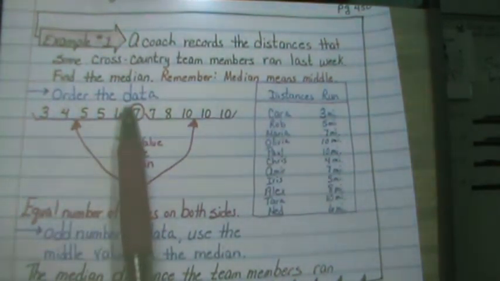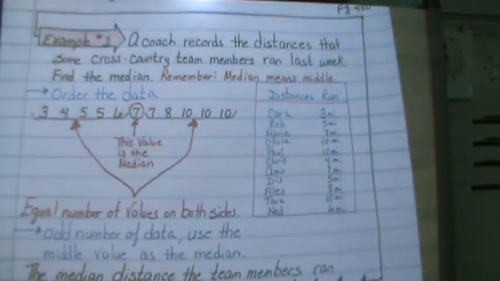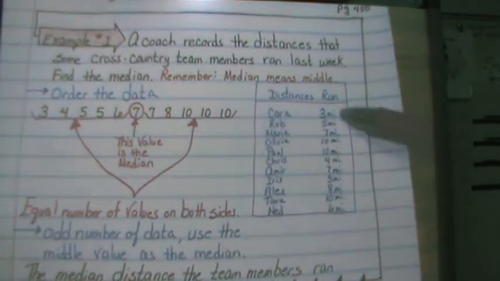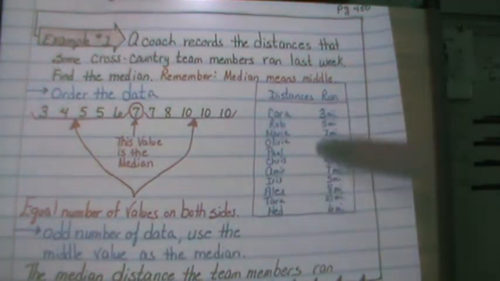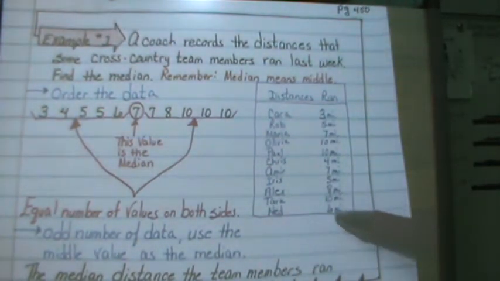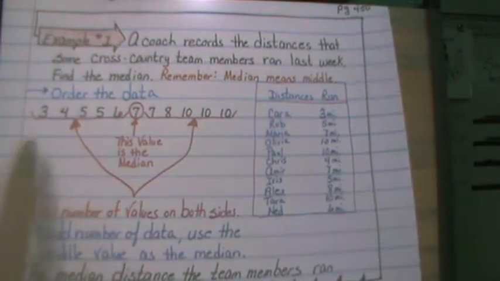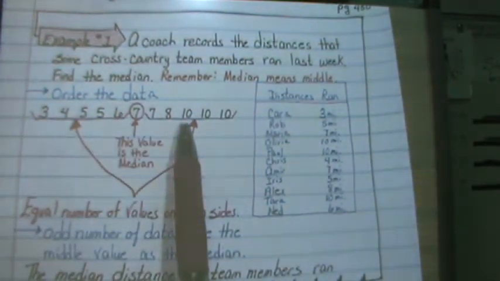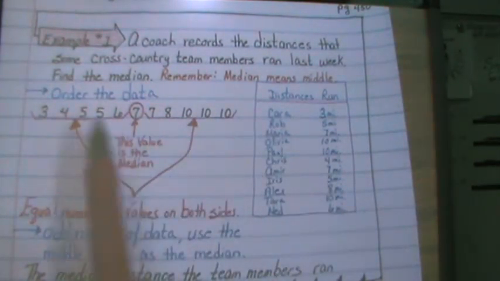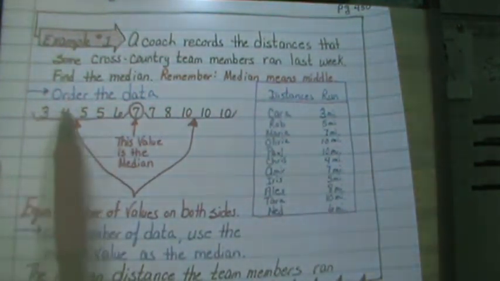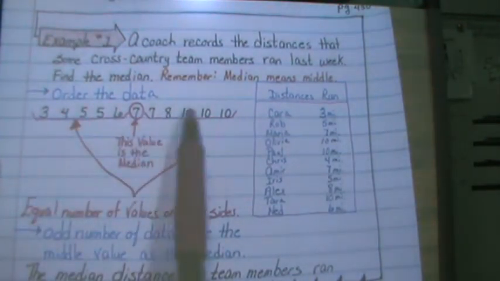If you don't put the data in order, you're never going to be able to find that middle piece of data. And here's where I'm getting all the data from. This was the coach's clipboard, and I just rewrote it right here so you knew where I got it from. Putting data in order from least to greatest is not a very hard task. I think you've been doing stuff like that since 2nd grade. So what you do is count your pieces: 1, 2, 3, 4, 5, 6, 7, 8, 9, 10, 11.